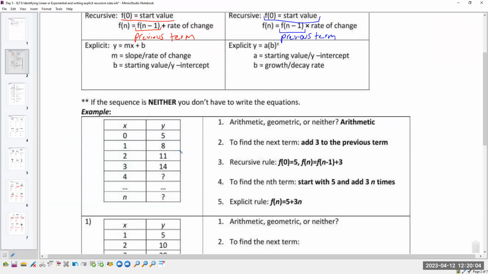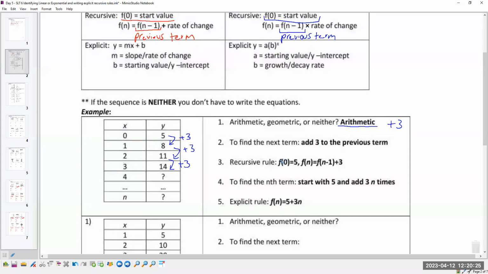Okay, so what I'd like you to do is take a look at our first example. We've got this sequence, and I look at it, and I see that I am adding 3 every time as I go down. Therefore, this is an arithmetic sequence because it's plus 3. So to find the next term, I'm just going to write it out: add 3 to the previous term.